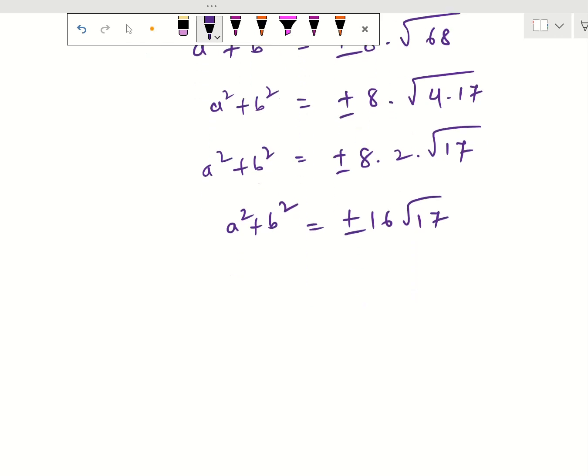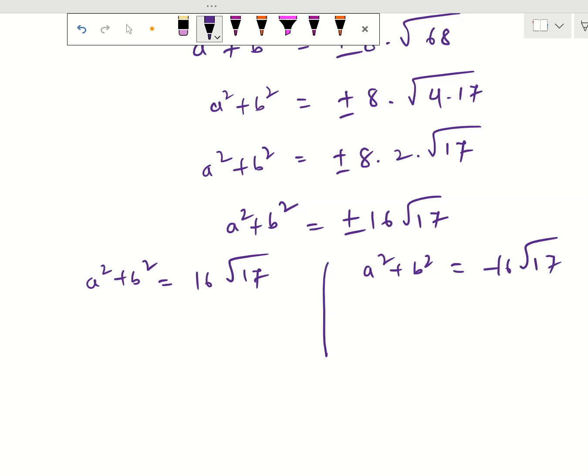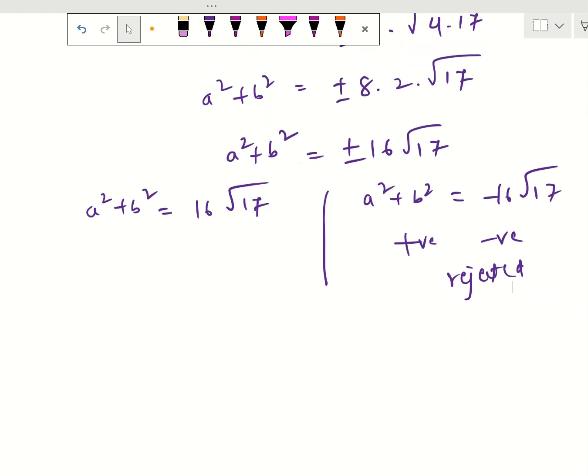So here we will have two possible values. Case 1: a square plus b square is equal to the plus value, that is 16 into root 17, and case 2: a square plus b square is equal to minus 16 into root 17. So here we have a positive value, and here a negative value. Since we have a negative value, this value will be rejected, right? With a negative value we won't have a solution, right?